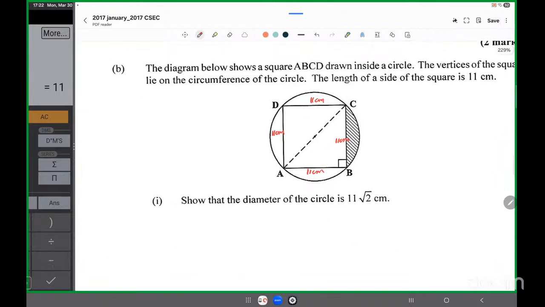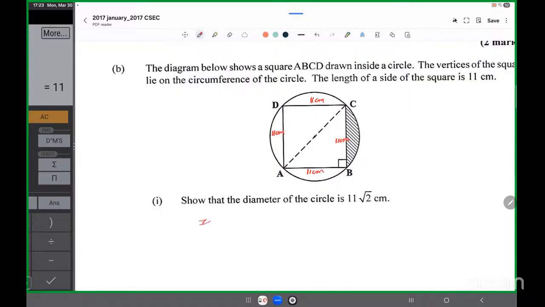The question says, show that the diameter is 11 times the square root of 2. All we have to do is work in this right angle triangle. This is the diameter, you know. What is Pythagoras' theorem in this triangle? See that? That's the hypotenuse. So the diameter is the hypotenuse, right?